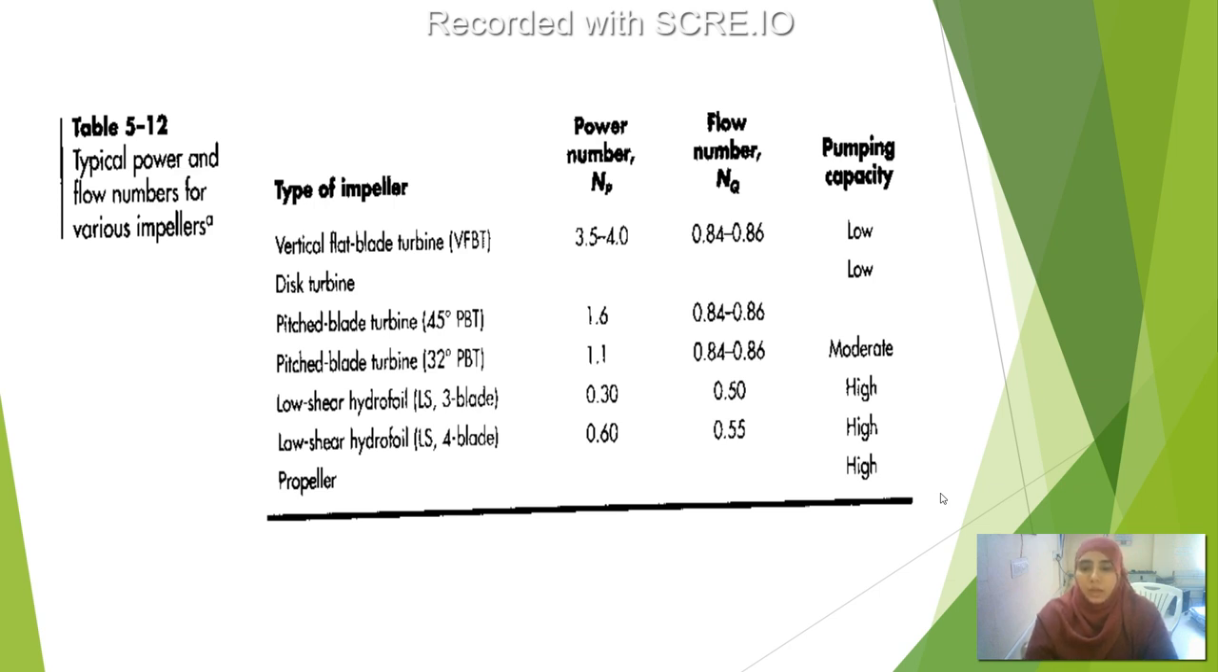And coming to low shear hydrofoils, it's a three blade. Its power number is 0.3 and the flow number is 0.5 and the pumping capacity is very high. And coming to blade 4, its power number is 0.6 and flow number is 0.55 and pumping capacity is high.